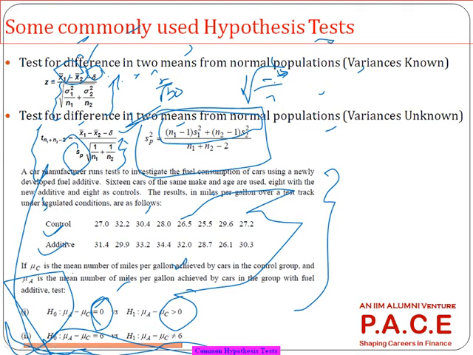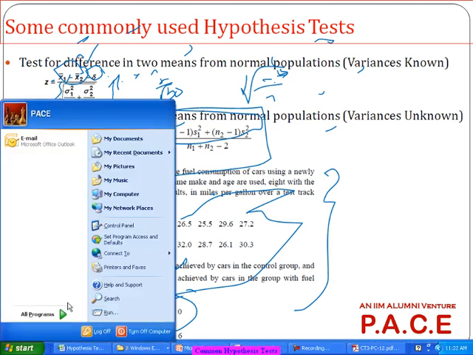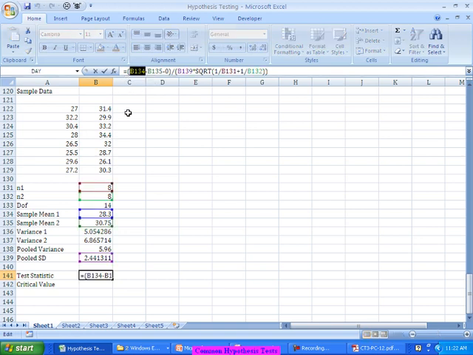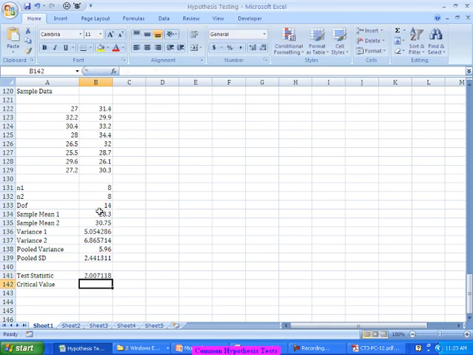Because the question is being given as mu a minus mu c greater than 0, I have to take the difference the other way: mu a minus mu c, not mu c minus mu a. It doesn't matter, it's only the sign change that comes out. So here I take the first one, and here I take the second. Whatever was negative in the earlier calculation now comes positive. Nothing else will change. So my test statistic is 2.